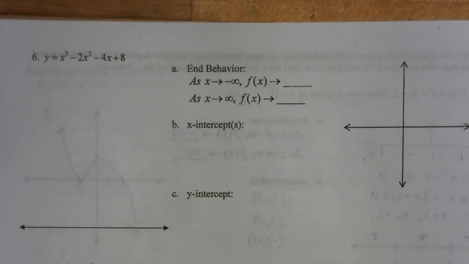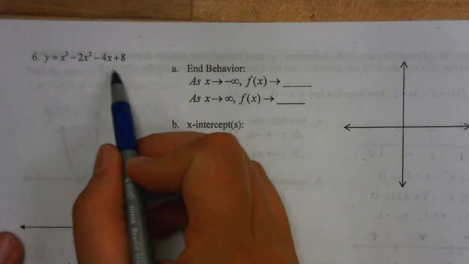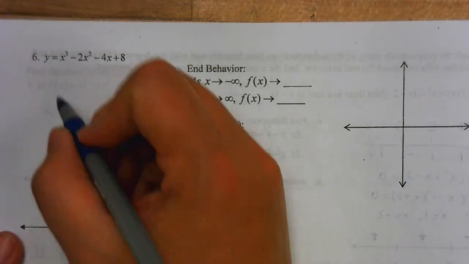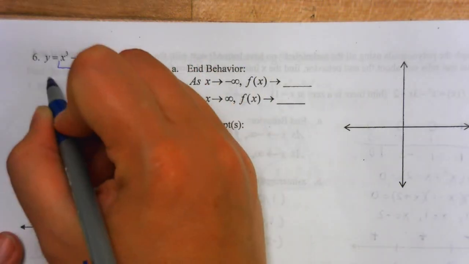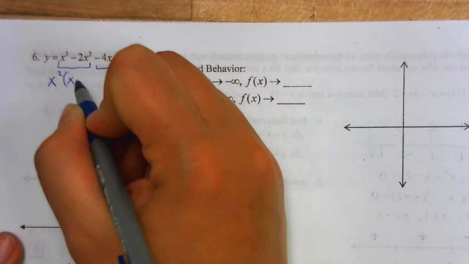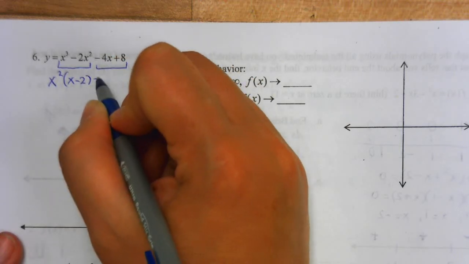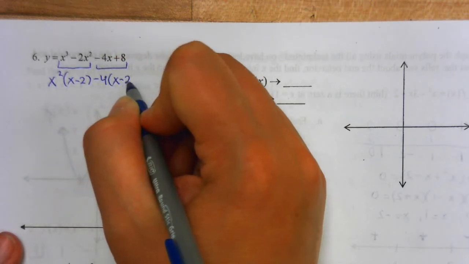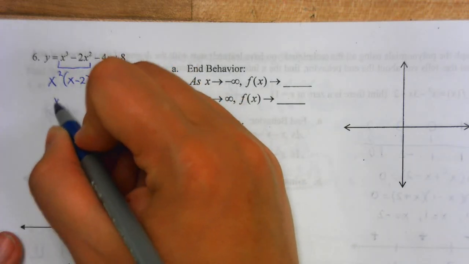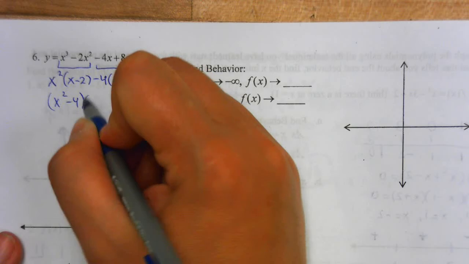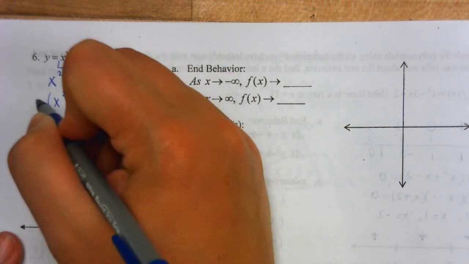On number 6, this gives us a chance to practice a different type of factoring. We have 4 terms here. We're going to try factor by grouping. Remember to look at your first 2 terms and your second 2 terms. Taking out an x squared leaves behind an x minus 2. Taking out a negative 4 leaves behind an x minus 2. We get x squared minus 4 and an x minus 2, again, equals 0.